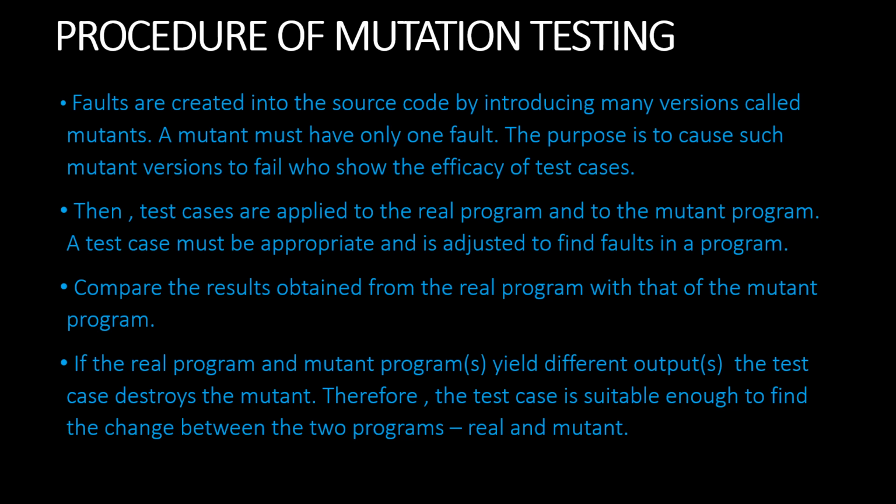Procedure of mutation testing. Faults are created in the source code by introducing many versions called mutants. A mutant must have only one fault. The purpose is to cause such mutant versions to fail to show the efficacy of the test cases. Then test cases are applied to the real program and to the mutant program. A test case must be appropriate and is adjusted to find faults in the program. Compare the results obtained from the real program with that of the mutant program. If the real program and mutant programs yield different outputs, the test case destroys the mutant. Therefore, the test case is suitable enough to find the change between the two programs, real and mutant.